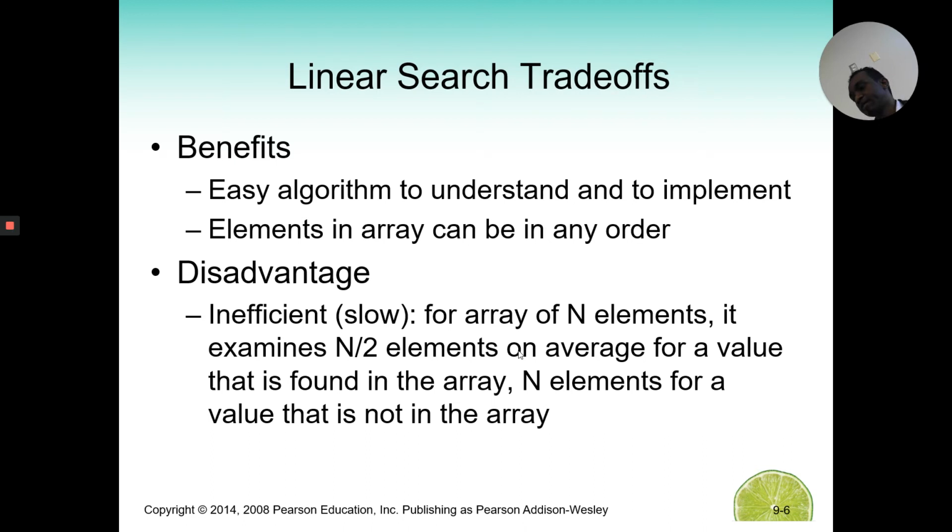So the benefit is it's an easy algorithm to understand and to implement. Elements in an array can be in any order. The disadvantage is it's inefficient. It's slow for an array of n elements. It examines n/2 elements on average for a value that is found in the array, and n elements for a value that is not in the array.